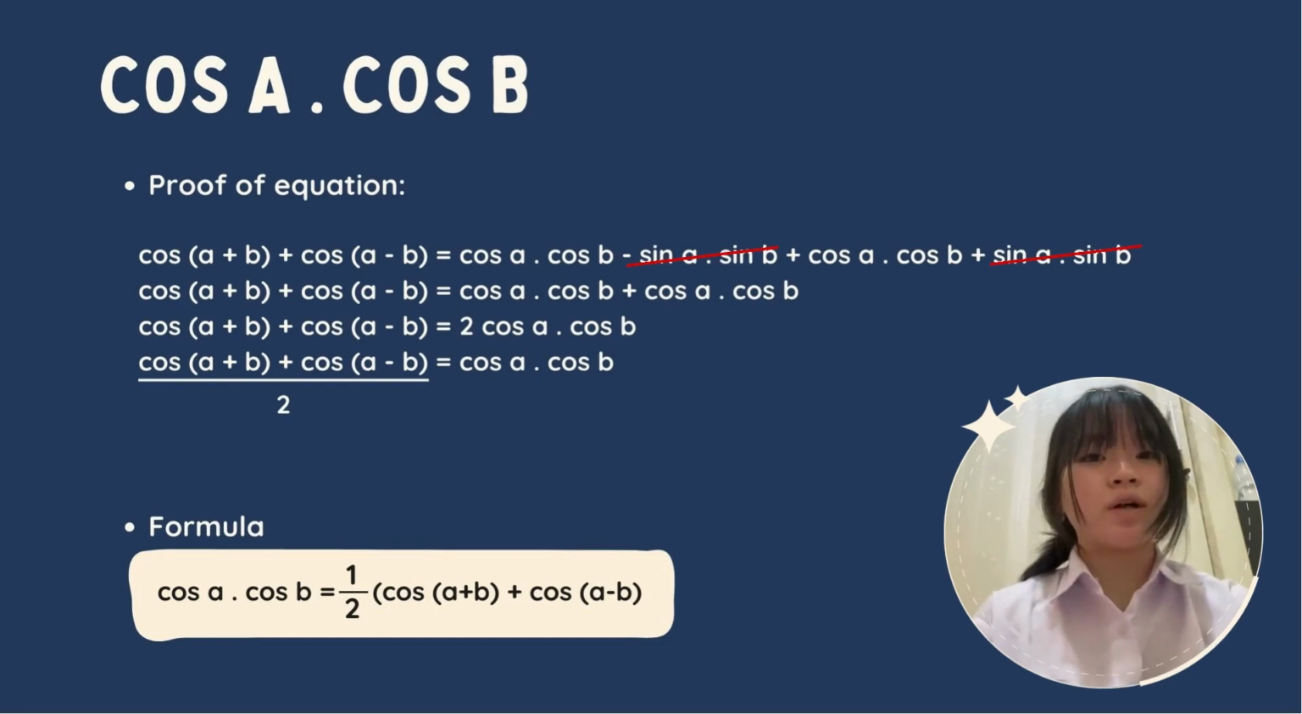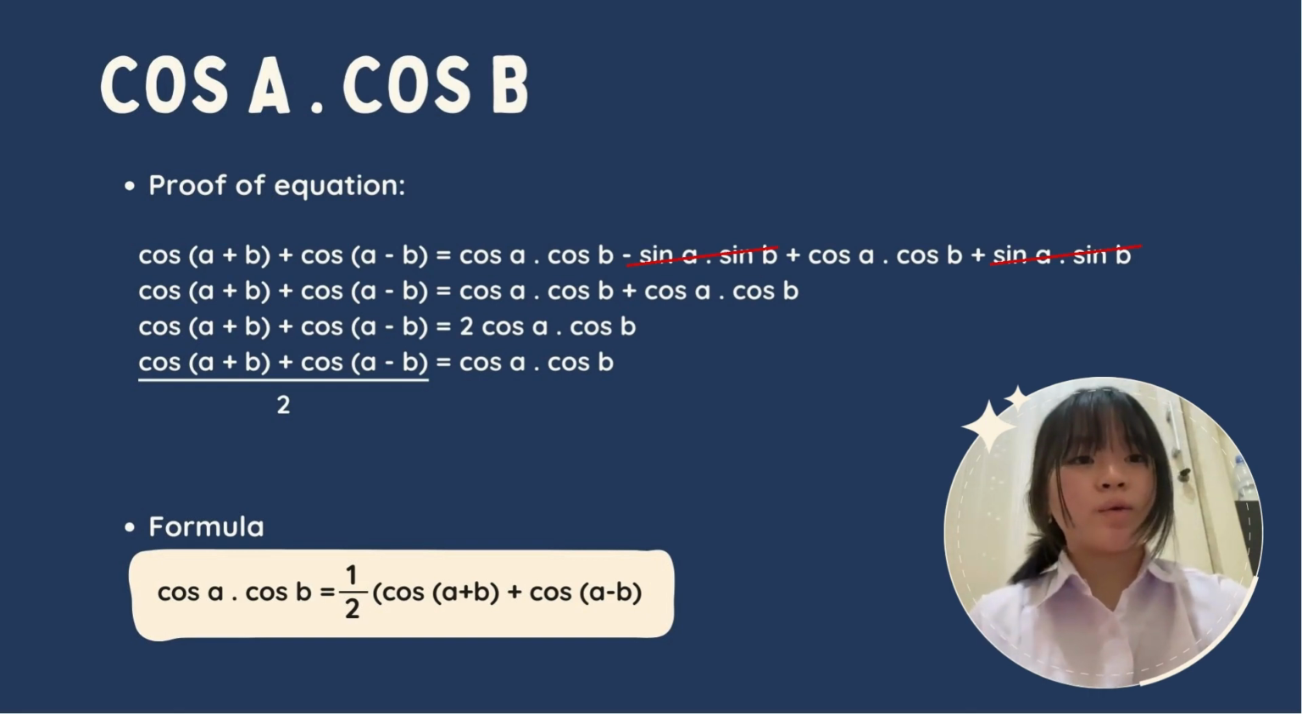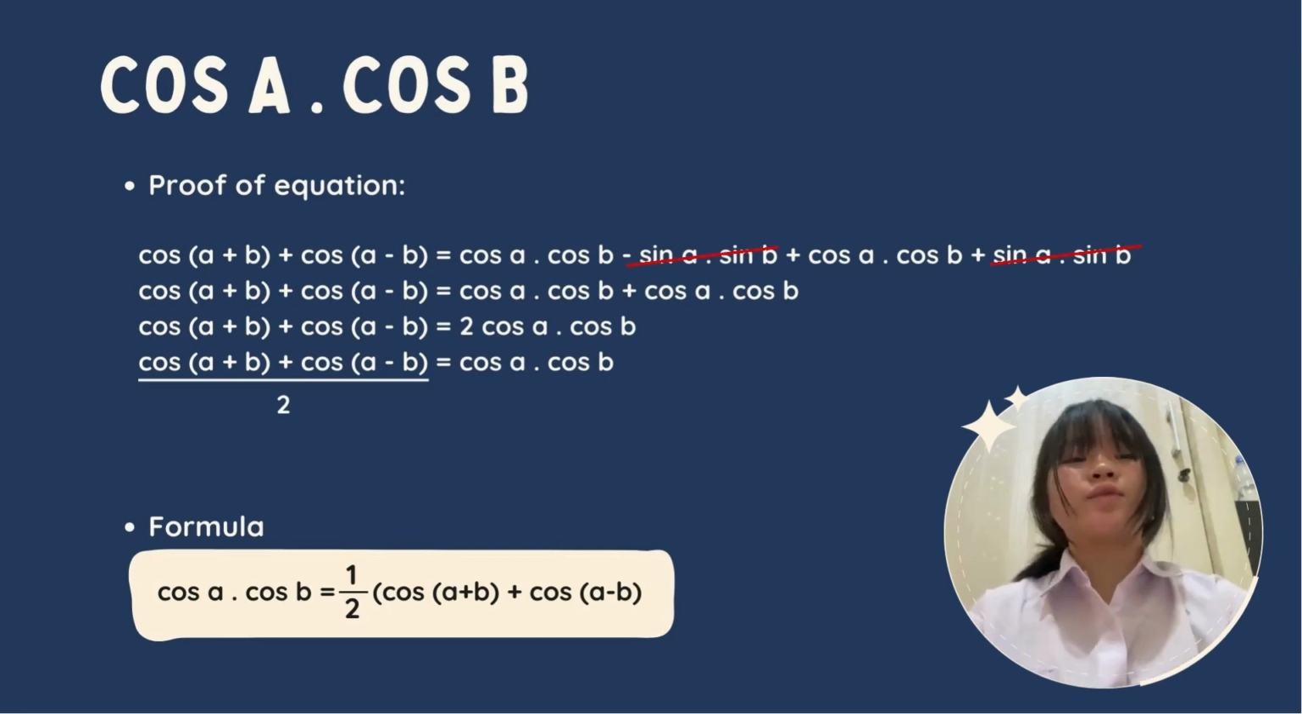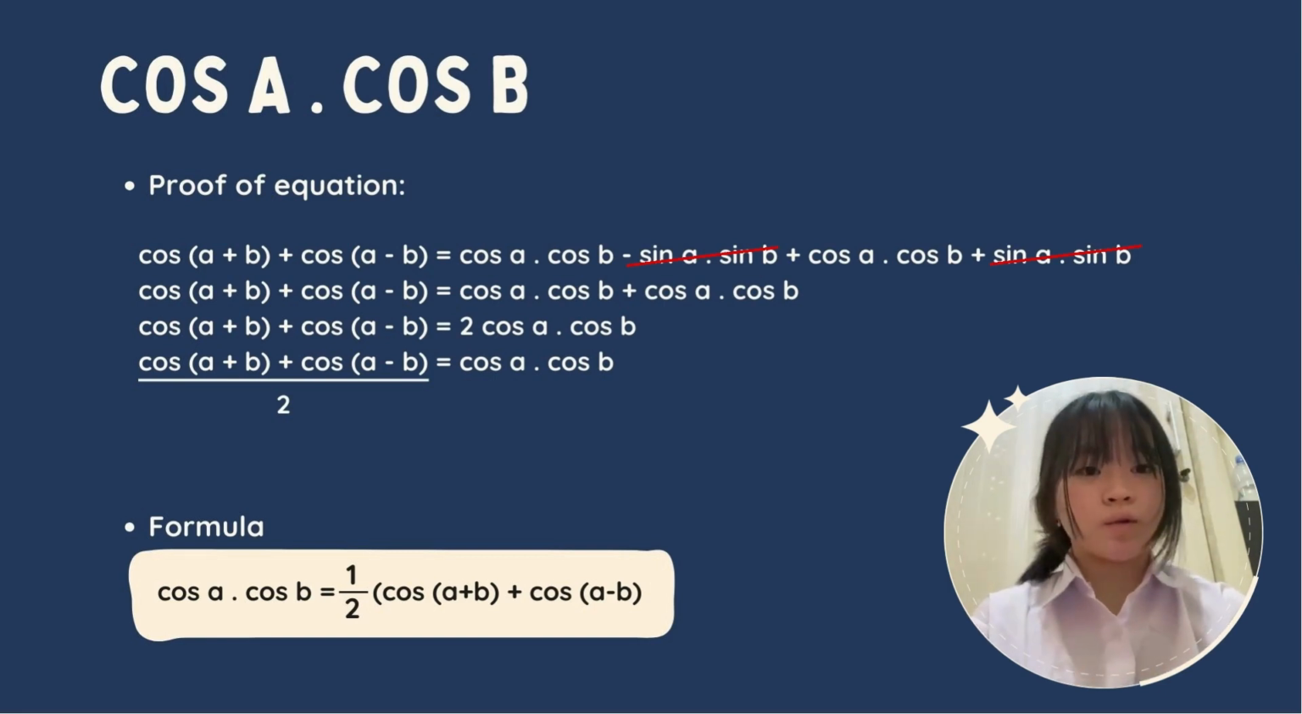After that, don't forget to cross out sin A times sin B, and then you get the result cos A times cos B plus cos A times cos B. It's actually the same as 2 times cos A cos B. Because we're going to find cos A and cos B, we need to remove the 2. The way was by moving the 2, so it became cos(A + B) plus cos(A - B) over 2. So this was the formula for cos A cos B.